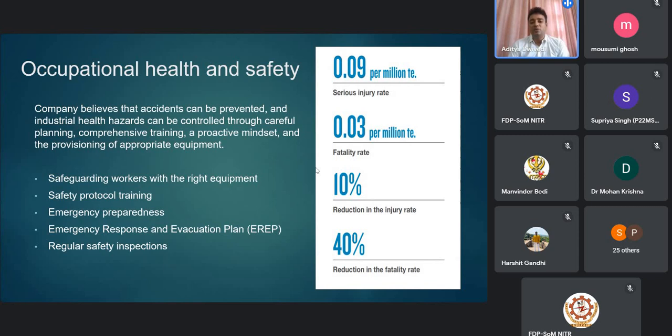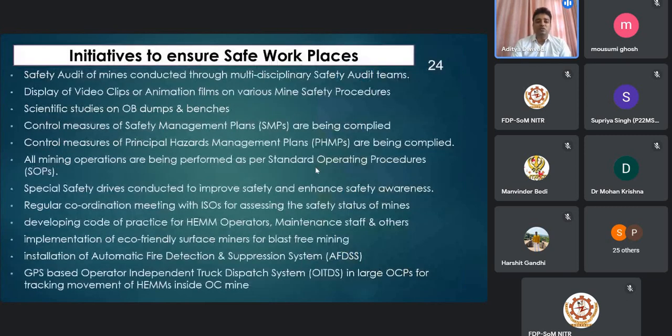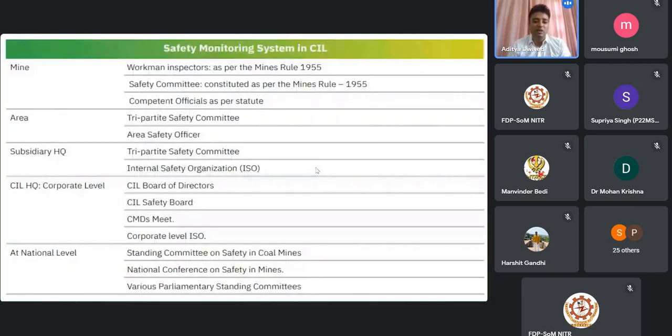In case of any emergency inside the mine, related to safety, in all trades, there is a proper SOP that is followed by the employees inside the mines. Regular safety inspections are done by the safety committees. There are ISO teams. ISO means internal safety organization, a multidisciplinary team that goes to the mines and checks whether everything is as per rules or not. Apart from that, regular visits happen from DGMS, the Director General of Mines Safety.